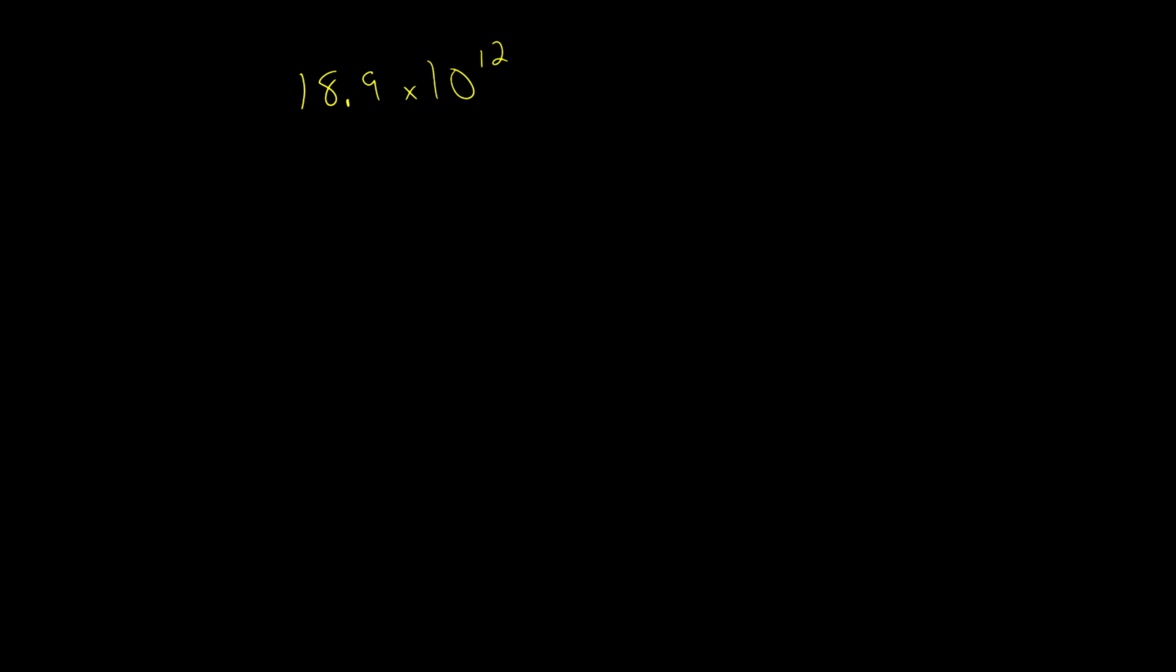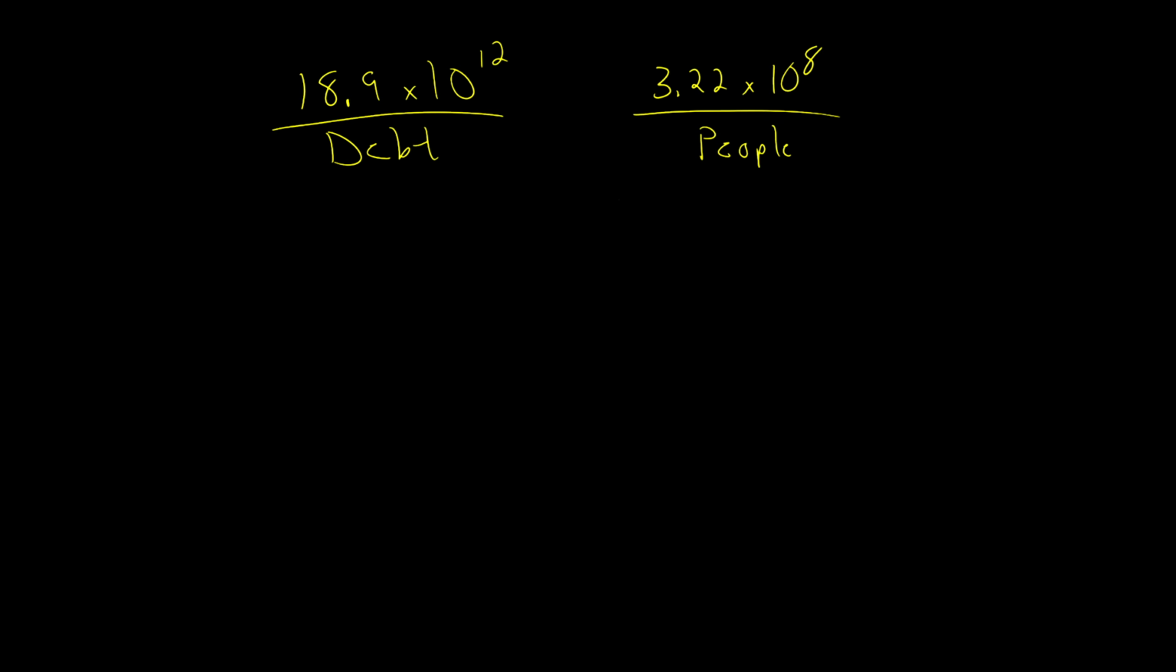Now if we divide that amongst each person, and what are we going to state that the number of people is? It's like 322 million. And so there are 3.22 times 10 to the 8th people. And so this is the debt, and this is the number of people in the US. So let's divide the two to figure out how much we each owed, or were part of the debt for.